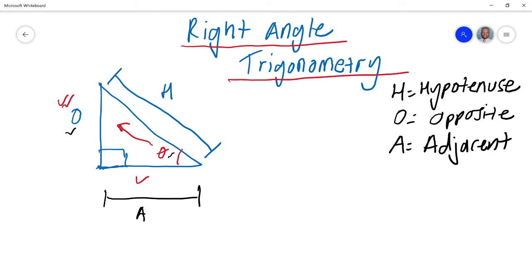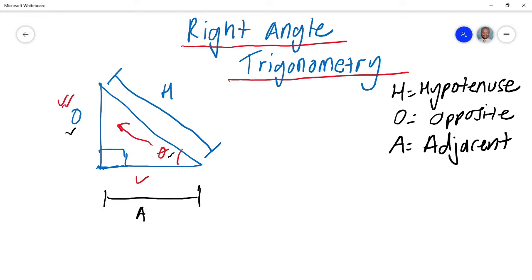The good news is when you change your angle, your hypotenuse remains the same. What only changes is your opposite and your adjacent. So just remember that. Your hypotenuse does not change at all. It's only your opposite and adjacent that will change.